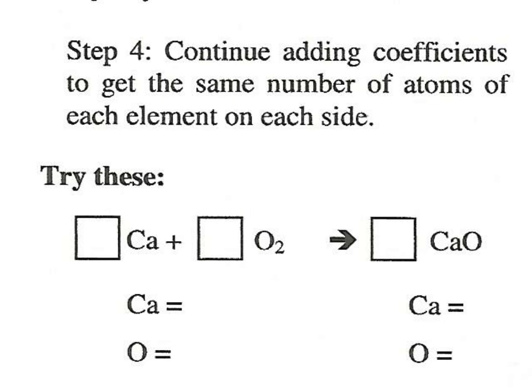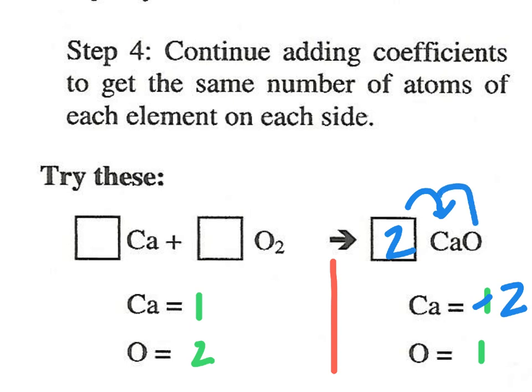Okay, first thing I always do is I draw a line to represent the left versus the right side of my equation. Calcium, I have 1. Oxygen, I have 2. Calcium, I have 1. Oxygen, I have 1. Okay, I'm not balanced. My oxygens are off. I'm going to start with the right side. I'm going to add a coefficient of 2. I'm going to distribute that 2 to the calcium to change it to 2, and then to the oxygen to change it to 2.